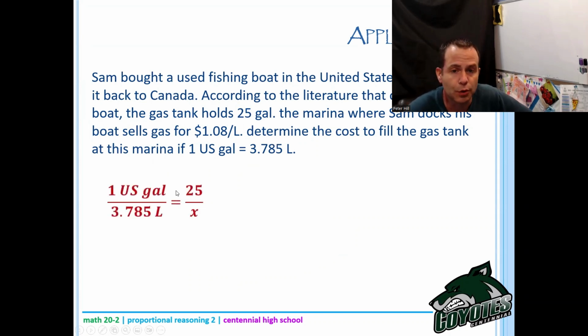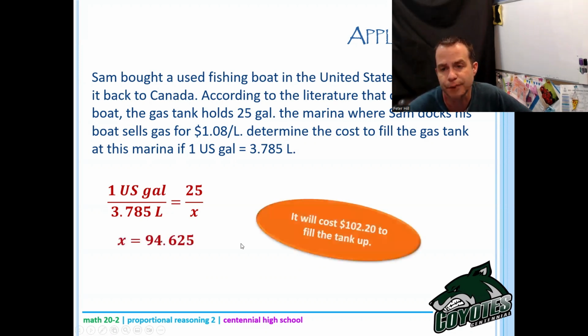So 1 US gallon over 3.785 liters. I have 25 gallons. Remember, as we talked about yesterday, if gallons was on top on the first one, gallons has to be on top on the second one. So the 25 goes on top and the x goes on the bottom. I'm trying to figure out how many liters I have. So now I'll go 25 times 3.785 divided by 1, and I see that it holds 94.625 liters.